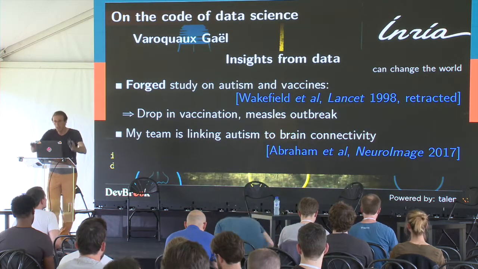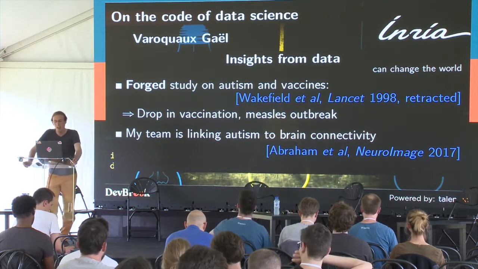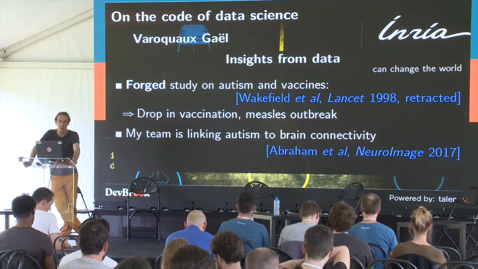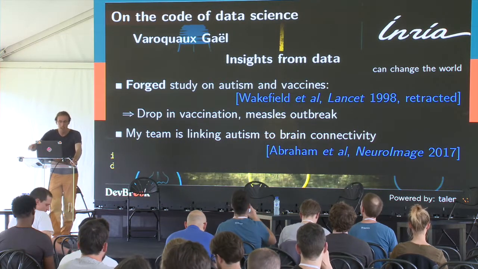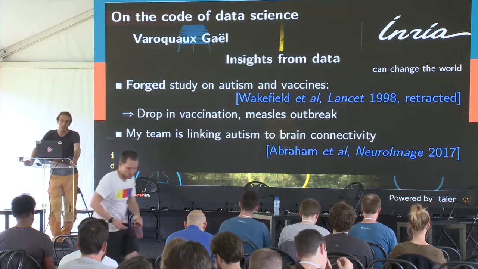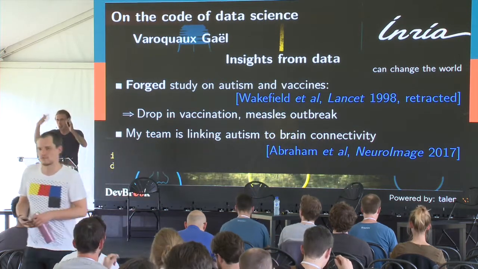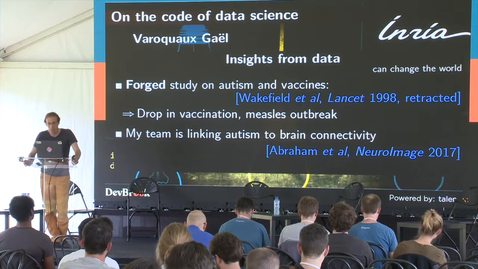And to just give you a tiny idea of what I do, my team is interested in brain imaging, and we've been doing things like linking autism to brain connectivity. That's just a quick idea of what you can do with data.